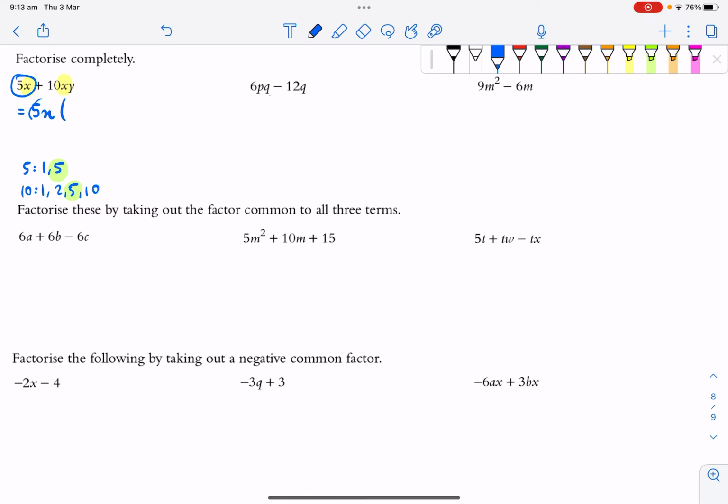So we go 5x divided by 5x. What did I take out of this? I took out everything. I took out the 5x completely, as you can see. So 5x divided by 5x is 1. Remember, when you divide anything by itself, you're left with 1. And now here, 10 divided by 5 is going to be 2. The x has been taken out, and the y has been left behind. So let's leave the y behind in the bracket. And then we have a plus in the middle, and that's it. That's how we factorize.